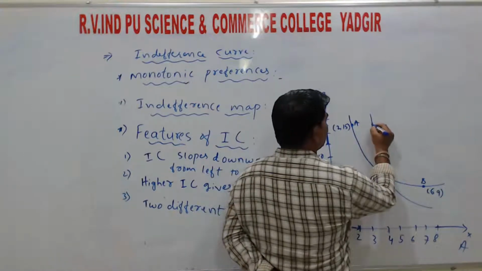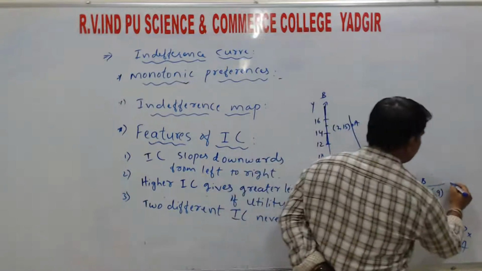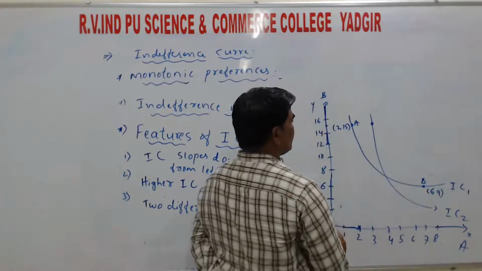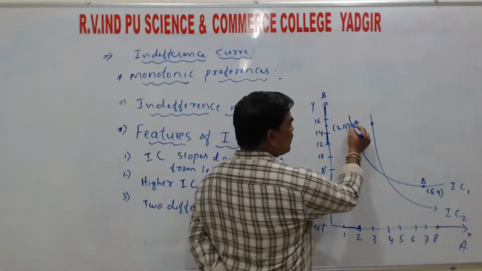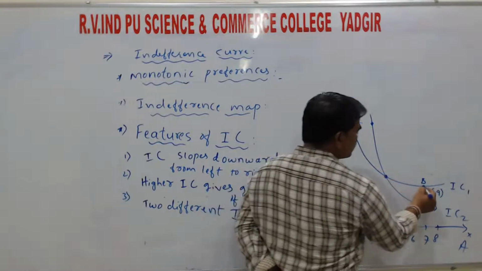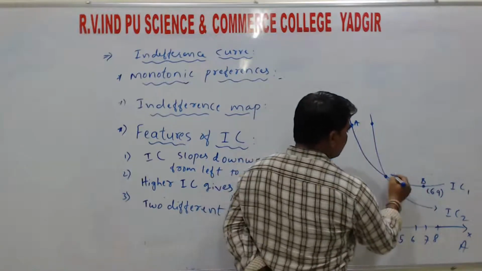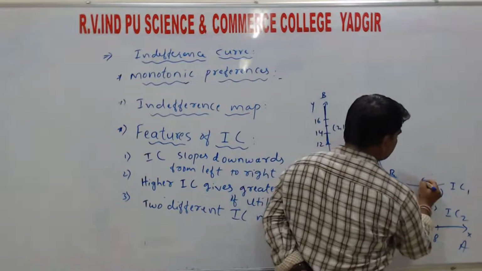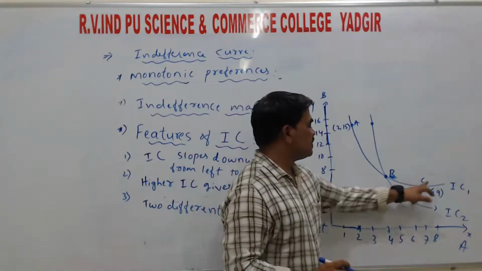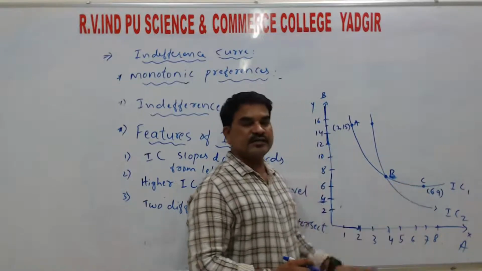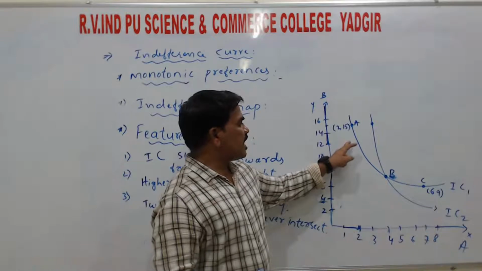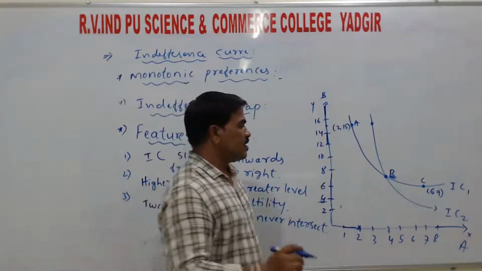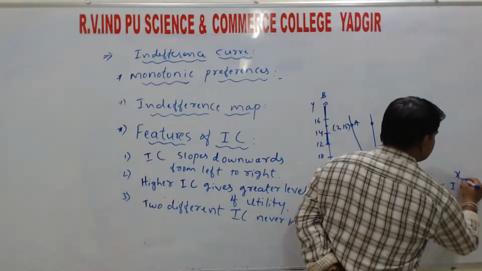Suppose this is IC curve 1. This is IC curve 2. As we already know, whatever bundles we are using here, A, B, C, in all these bundles his satisfaction level is the same. In the indifference curve, these different bundles give him the same satisfaction level. That satisfaction level we will call X.